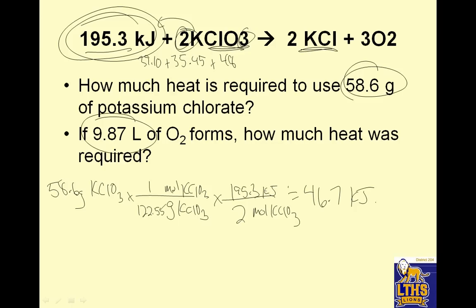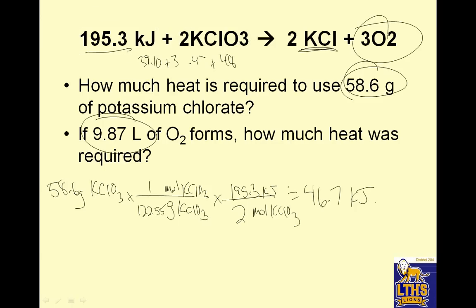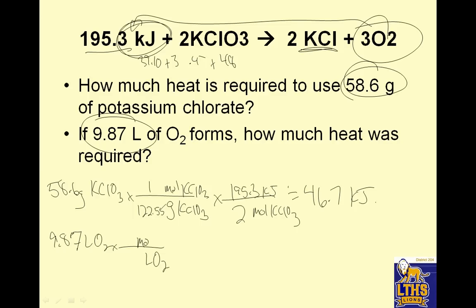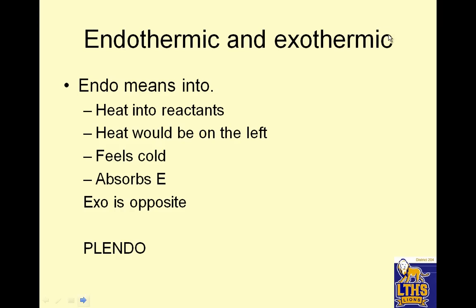So 9.87 liters of O2 form, how much heat is required? So we're going to go from liters into kilojoules, and this is my goal. 9.87 liters of O2 times a dividing bar, liters of O2. Let's go through moles of O2. 22.4 liters equals 1 mole, times a dividing bar, moles of O2. And I want to go into kilojoules. So again, I need an equivalency between kilojoules and moles. 3 moles of O2, 195.3 kilojoules. 9.87 divided by 22.4 times 195.3 divided by 3 is 28.7 kilojoules. Isn't that nifty?